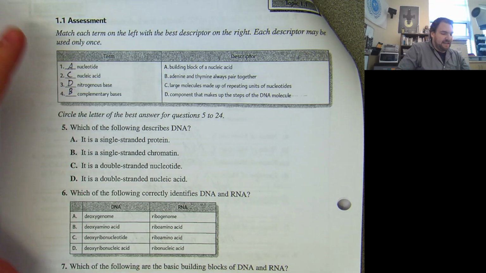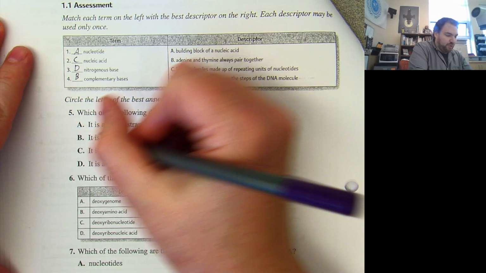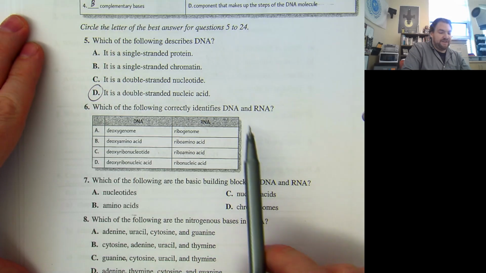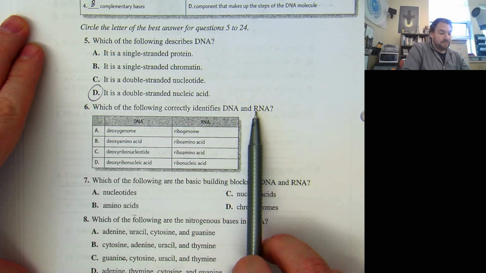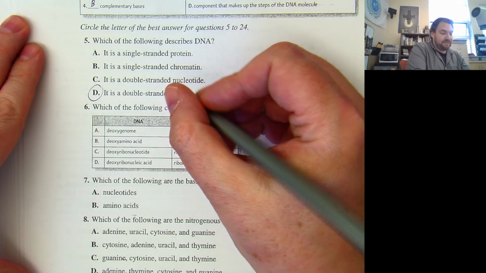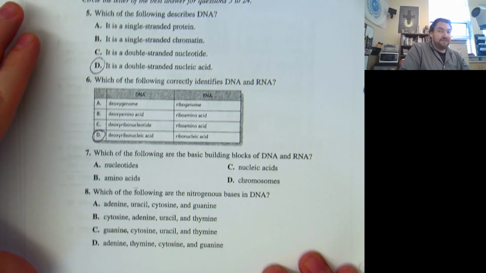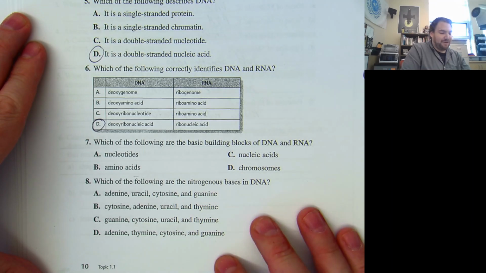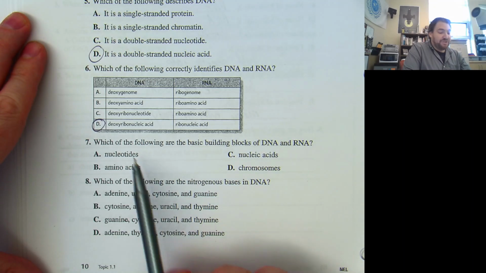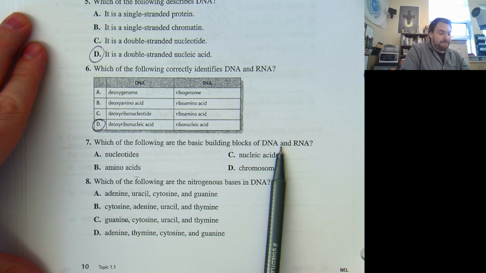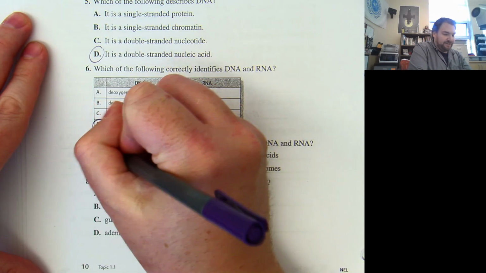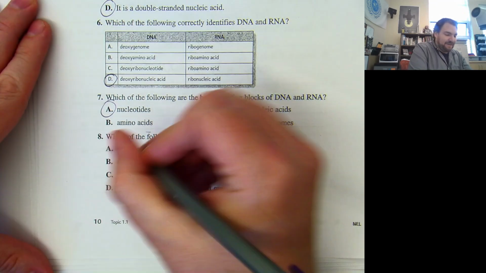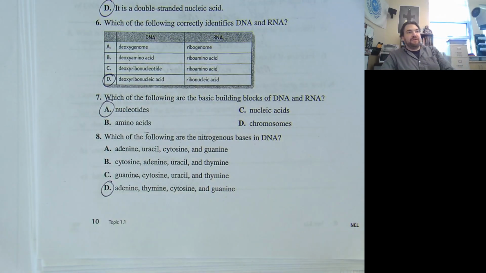Question 5, answer is? You bet. Double-stranded nucleic acid. Question 6, which of the following correctly identifies DNA and RNA? Yes. I couldn't find the problem with C, but I found the problem with C. Riboamino, no, it's not a thing. Which of the following are the basic building blocks of DNA and RNA? A, nucleotides. Which of the following are the nitrogenous bases in DNA? D, adenine, thymine, cytosine, and guanine. Love it. Flip the page when you're ready.